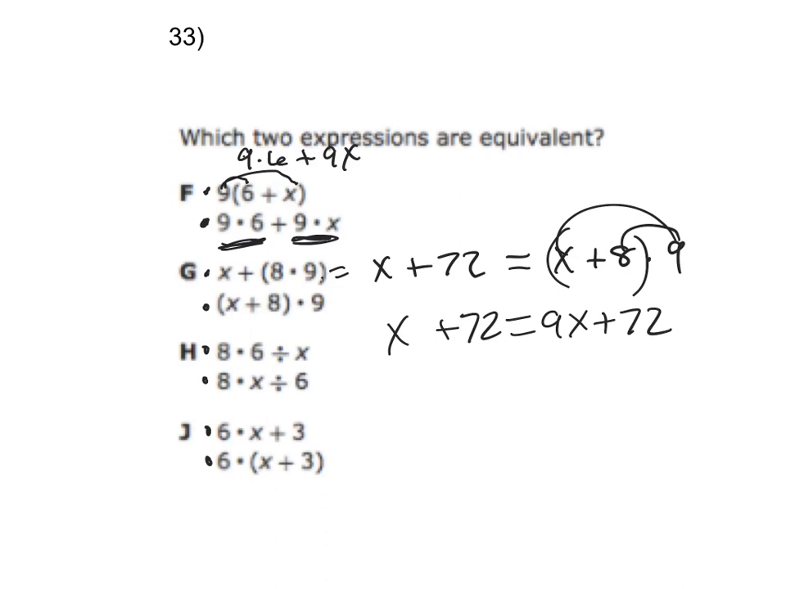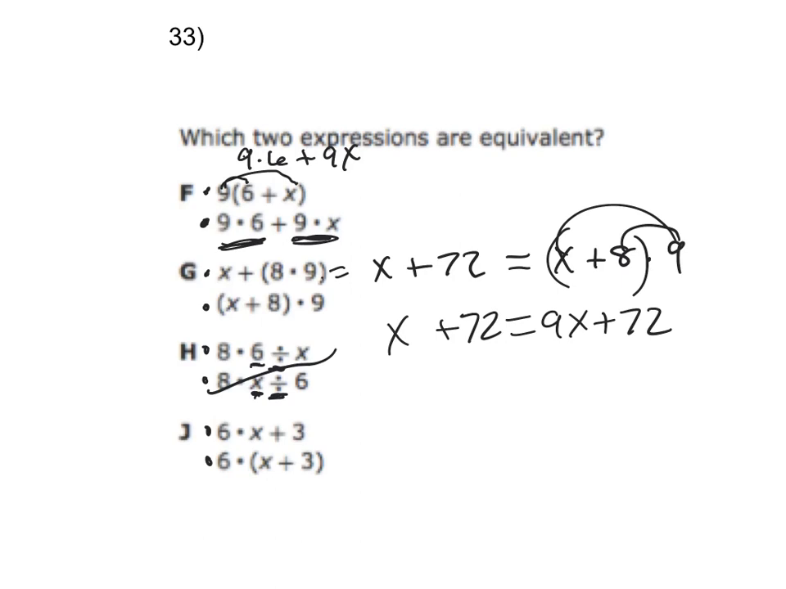Here, if we look at our sentence, we have 8 times 6 divided by x, and then we have 8 times x divided by 6. And if we remember the rule about division, we cannot change the order of a division problem. What you start with is what you have. Otherwise, it would be different, so this won't work.